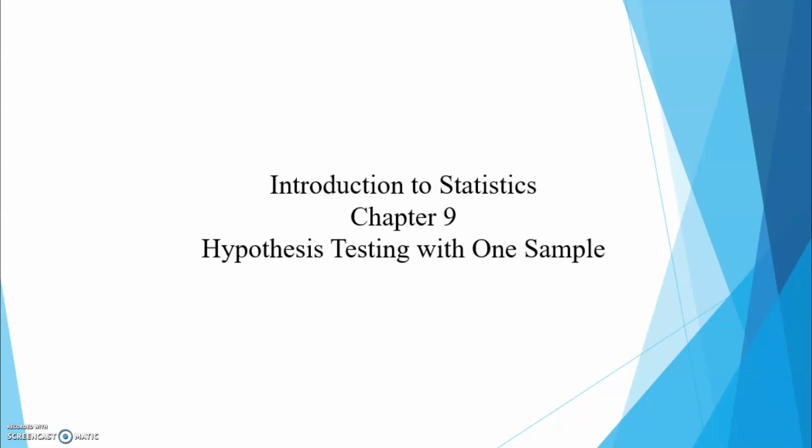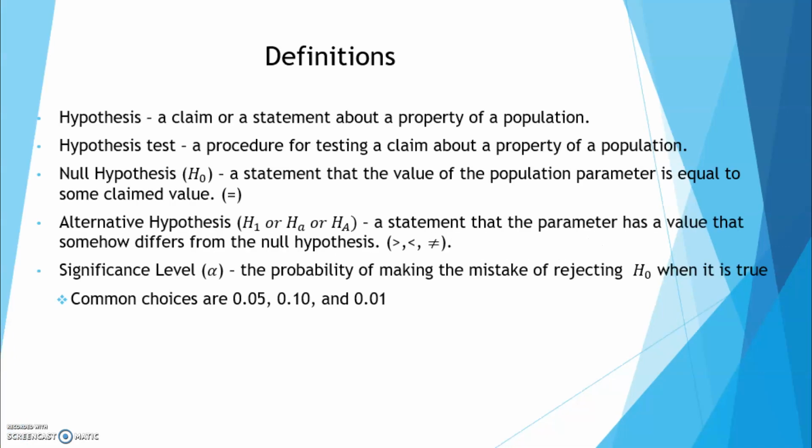Okay, now we're getting into Chapter 9, and we're going to look at hypothesis testing with just one sample. So we need to go over a couple of definitions for this section. A hypothesis is a claim or a statement about a property of a parameter, and the two parameters we're going to look at most of the time are a proportion or a mean. A hypothesis test, we're going to test a claim about one of these parameters to see if it's true or not.